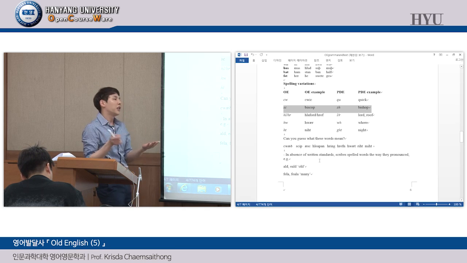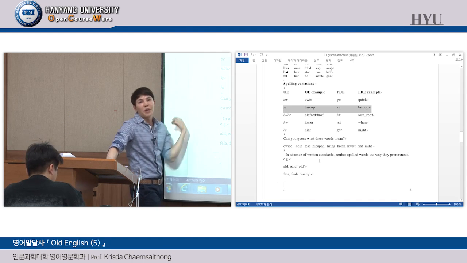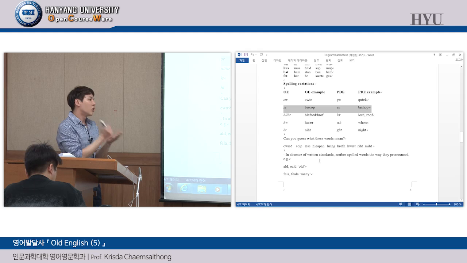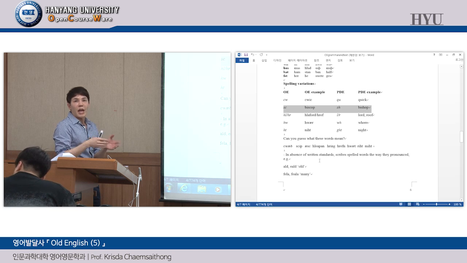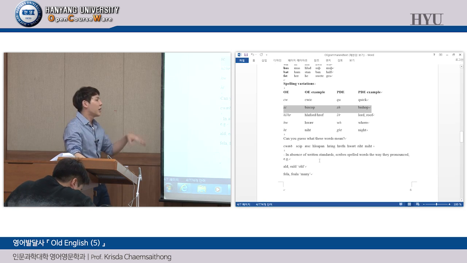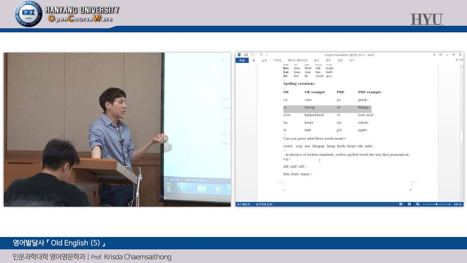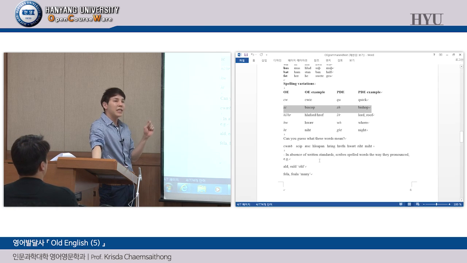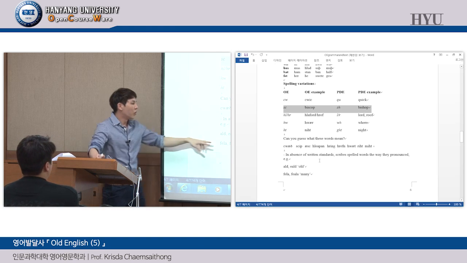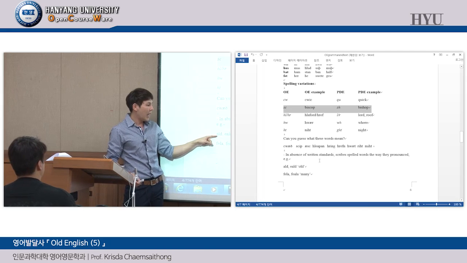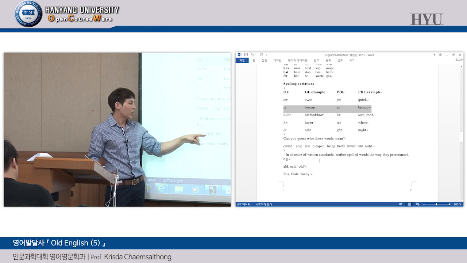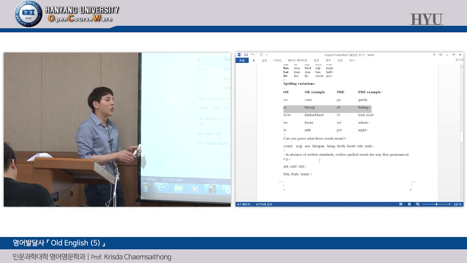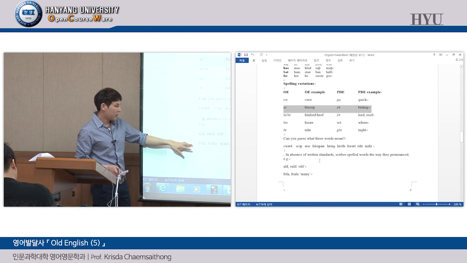And another one that you should be aware of is the same word can be spelled many ways depending on the writer, depending on the scribes, because there's no written standard, meaning people don't agree as to how we should spell a word, so people just spell a word in the way that they pronounce it. And you know that there are dialects, so you might see variations in spelling. The word old could be spelled with A-A-L-D, or E-A-L-D. So you should be aware of this fact.